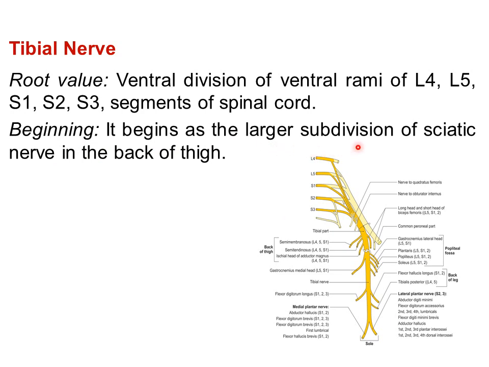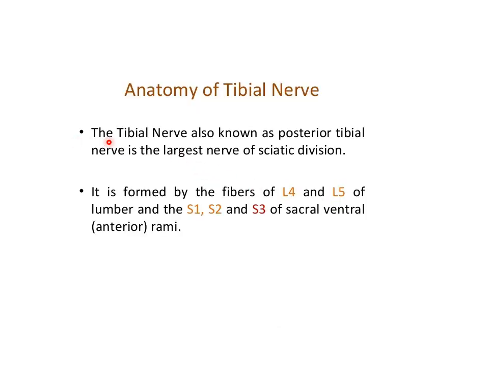It begins as a larger subdivision of the sciatic nerve in the back of the thigh. The tibial nerve, also known as the posterior tibial nerve, is the largest division of the sciatic nerve. It is formed by the fibers of L4, L5 and S1, S2, S3 of the sacral ventral primary rami.